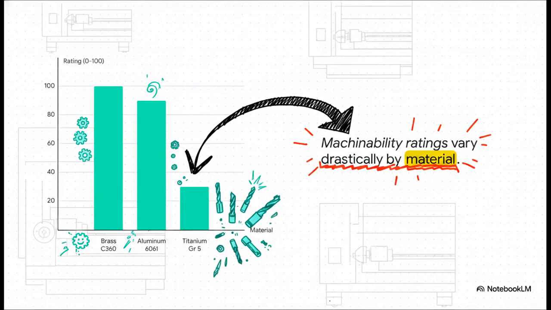Now, what's really interesting about this is the sheer variance in how these materials behave. You move from the highly cooperative, friendly brass C360 with a perfect benchmark score of 100 down to aluminum at 90, and then you just completely plummet to titanium grade 5 at a mere 30. That steep drop represents a massive increase in difficulty, tooling costs, and overall machining time.